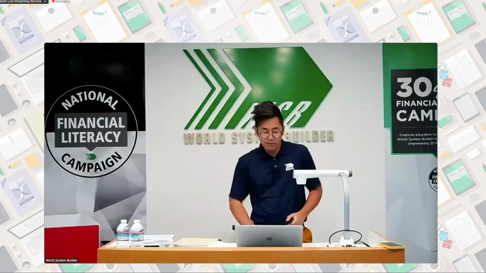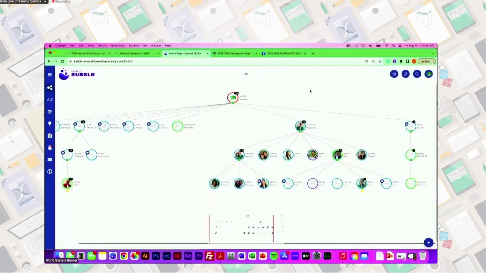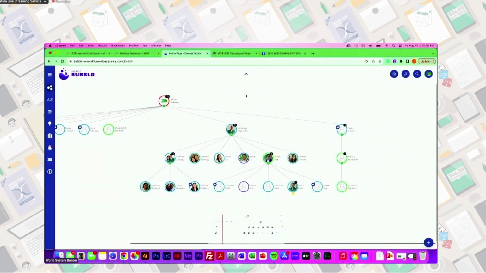Okay, there we go. Perfect. So this is just a sample bubble chart here. Actually, this is our org chart for our team. Somewhat updated.